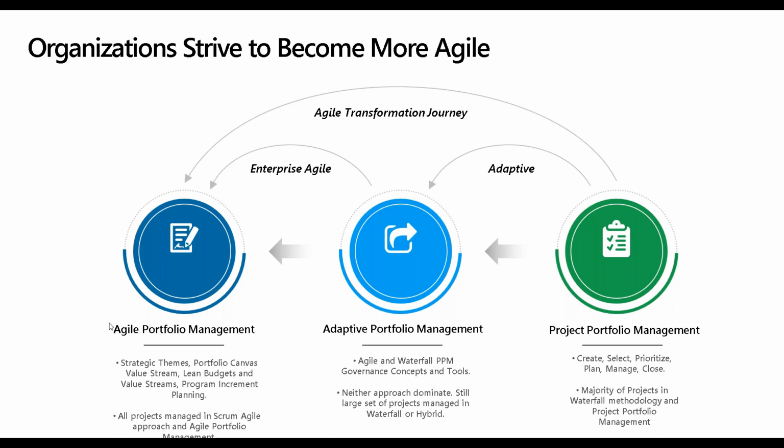And what I've just shown you is that the majority of organizations are really in this middle circle, or have gone all the way and shifted left to agile portfolio management. And what we want to communicate is OnePlan is the platform that gives you the flexibility to go along this spectrum and evolve in your agile transformation journey.